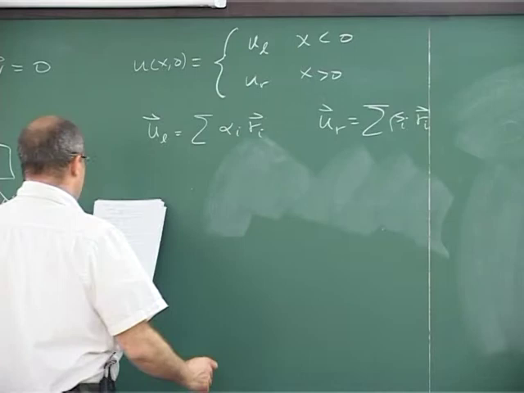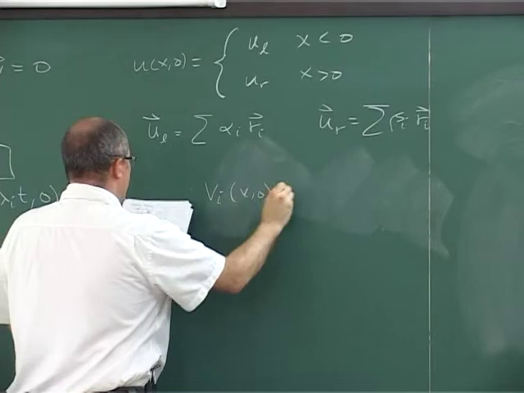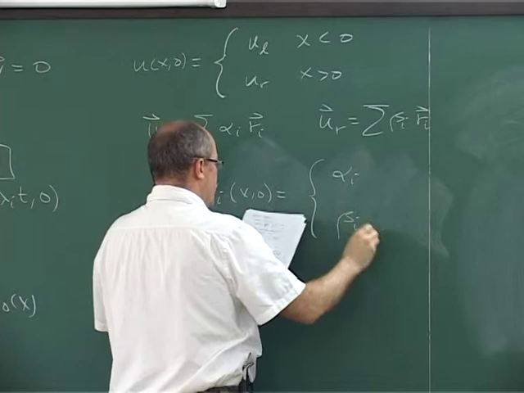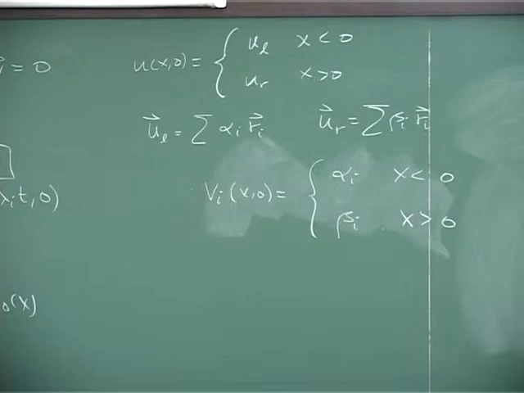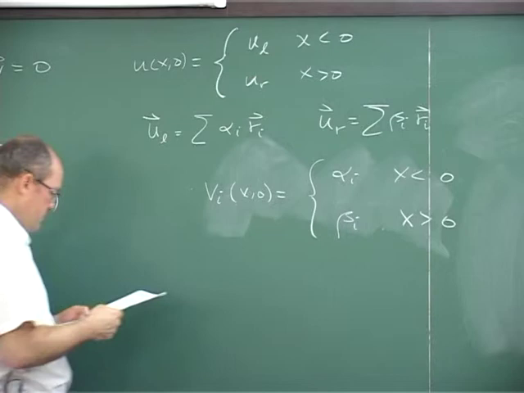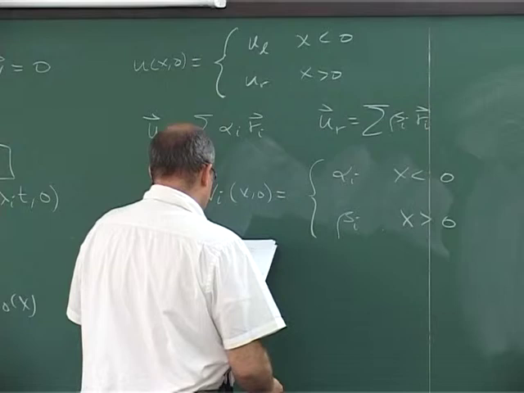Then the initial state for V, the reason I do this is just to simplify what V looks like. The initial data for V are simply alpha_i and beta_i for x less than 0 and x greater than 0. So that's the Riemann problem for the scalars. Each scalar characteristic variable has a Riemann problem specified by an alpha and a beta. We know what the solution is, because we've done the Riemann problem for this case. And the solution in time is this.